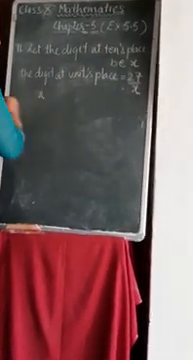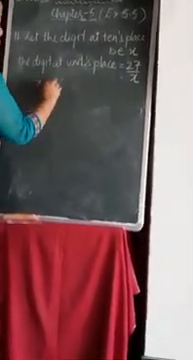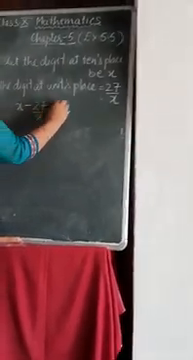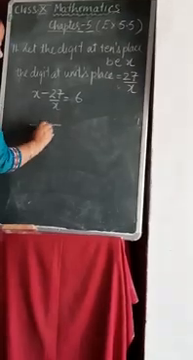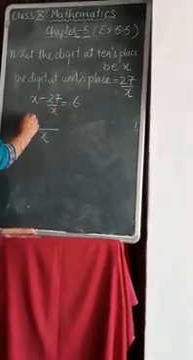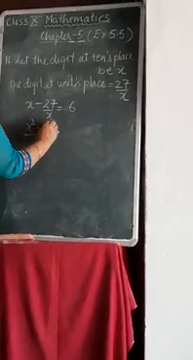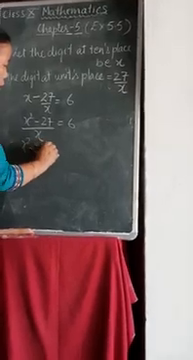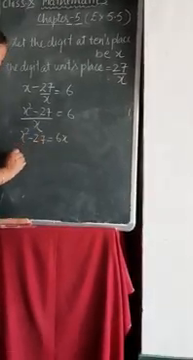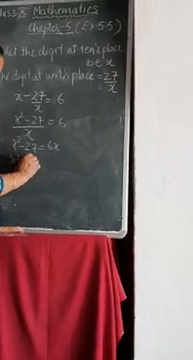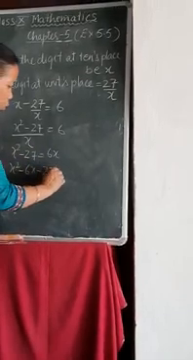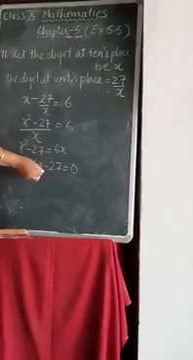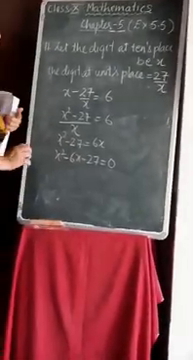So here x is bigger than the digit at units place. So x minus 27 upon x equals 6. If we take the LCM, x will be the LCM. x into x is x square minus 27 equals 6x, and if we bring this over here, then x square minus 6x minus 27 equals 0. And this is a quadratic equation, and I think you can solve this to get the value of x.